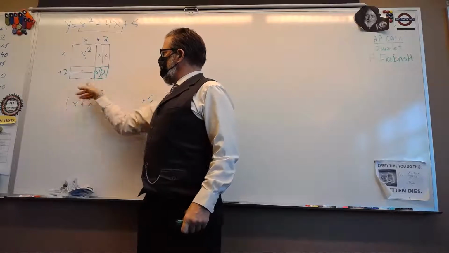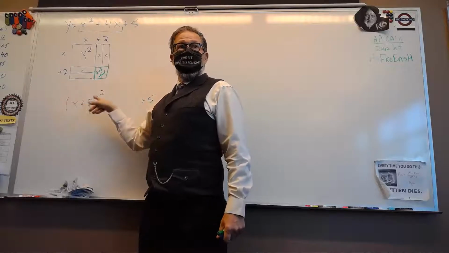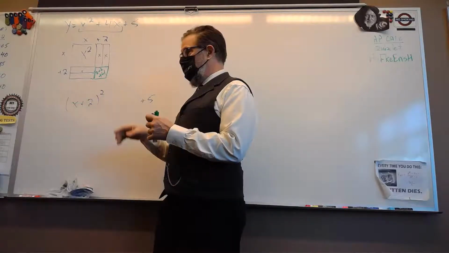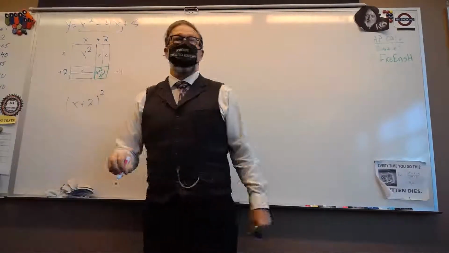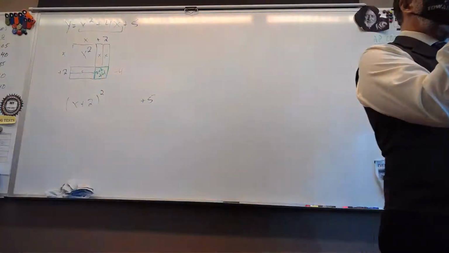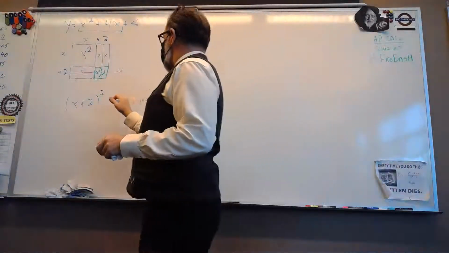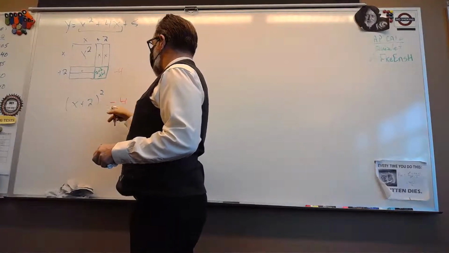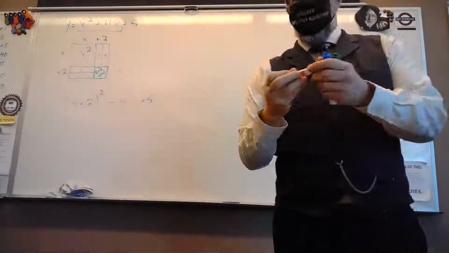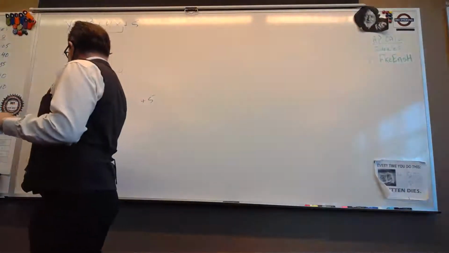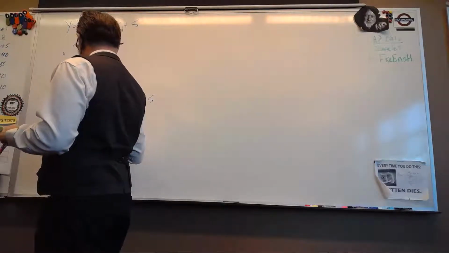Now, here's the thing. This is x squared plus 4x plus 4. But I don't have a plus 4, so I added 4, which means that I need to subtract 4 to balance it out. I'm adding and subtracting the same amount to fill in my square, but keep my equation in balance. And when I bring that minus 4 down, I can now combine this with that. Okay? My new equation is y equals x plus 2 squared plus 1.